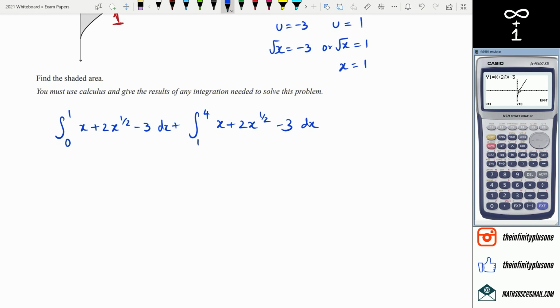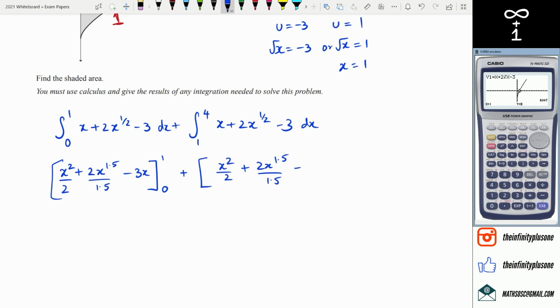So I'm going to do the first one here. I've got x squared plus 2x to the power of 1.5 divided by 1.5, which is x squared over 2, minus 3x, and that's between 1 and 0. Then I've got plus the same equation: x squared over 2 plus 2x to the power of 1.5 over 1.5 minus 3x, and that's between 4 and 1.